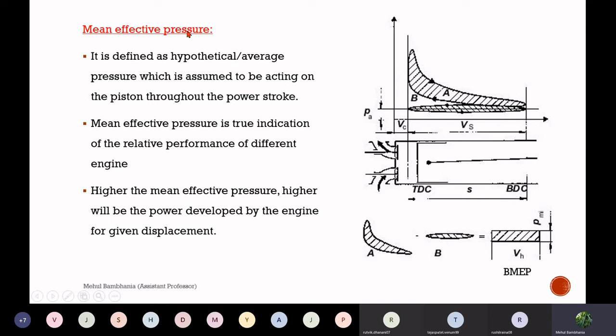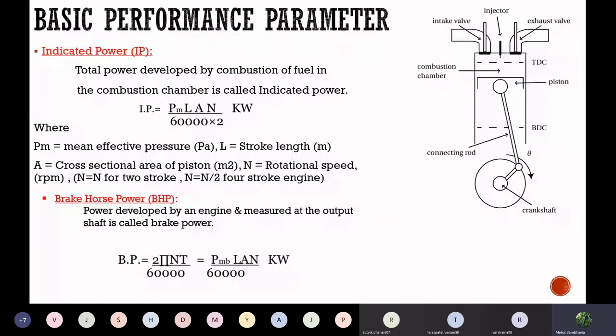Now this mean effective pressure, if it is based on the actual cycle, is referred to as brake mean effective pressure. If it is based on the ideal cycle, then it is referred to as just mean effective pressure. But mean effective pressure is obviously a key parameter, because both indicated power and brake power are directly proportional to it. Higher pressure will give you higher power output, and that is the reason the diesel car always has a higher power output for a similar size of engine.